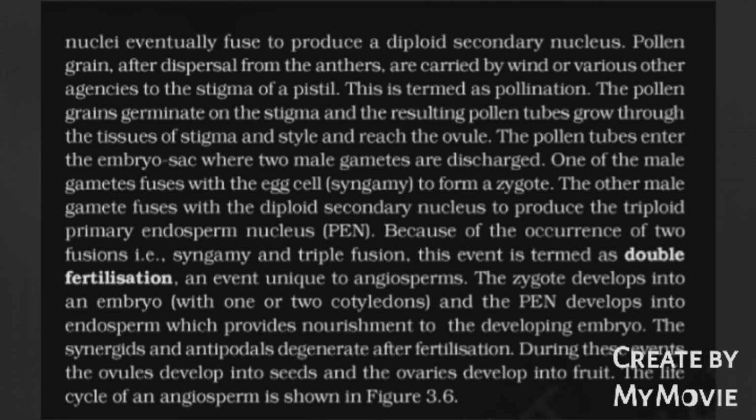The zygote develops into an embryo with 1 or 2 cotyledons, and the PEN develops into endosperm, which provides nourishment to the developing embryo. The synergids and antipodals degenerate after fertilization. During these events, the ovules develop into seeds and the ovaries develop into fruit. The life cycle of an angiosperm is shown in figure 3.6.